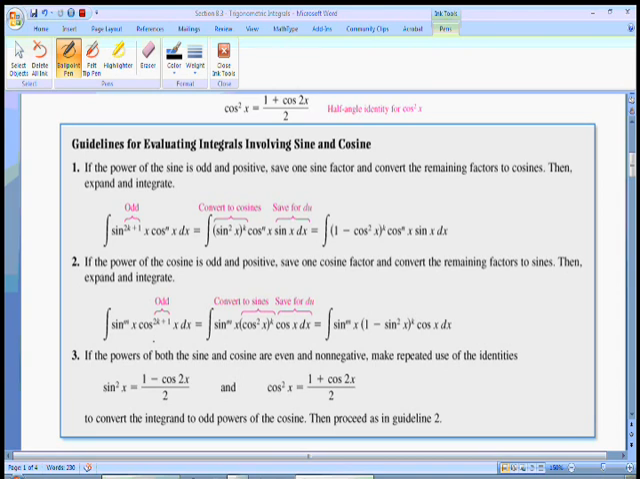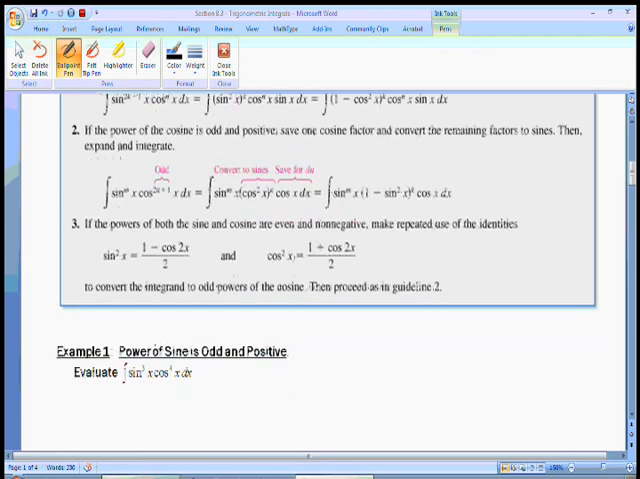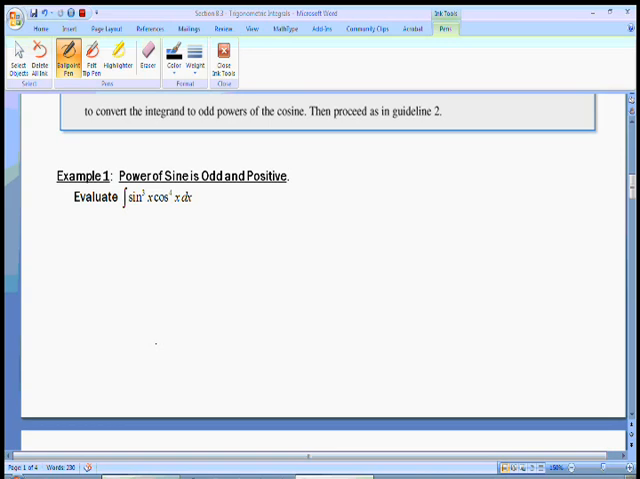And the key is to save one sine factor and to convert the remaining factors to cosines. All that means in this particular problem is to split apart this sine cubed so that you rewrite it as sine squared of x, and then I'll go ahead and put the cosine to the 4th afterwards, but I have to keep in mind that I owe a sine to the 1st still to the problem, and I'll just put it out here at the end so it won't get in the way of our powered up sine and cosine.